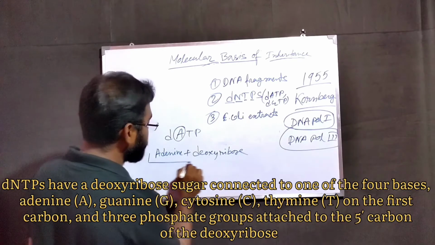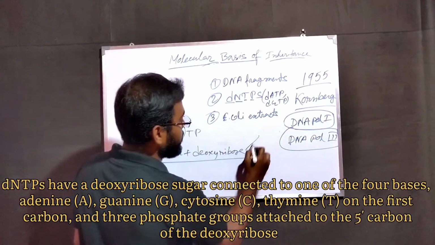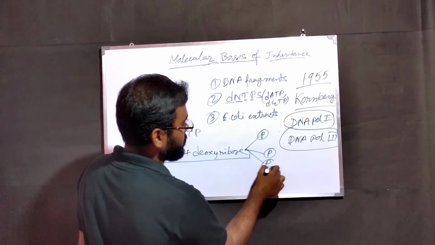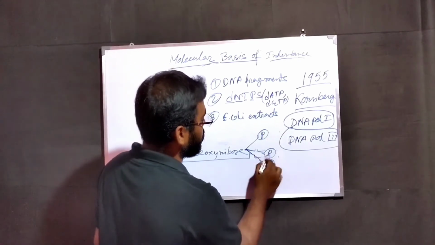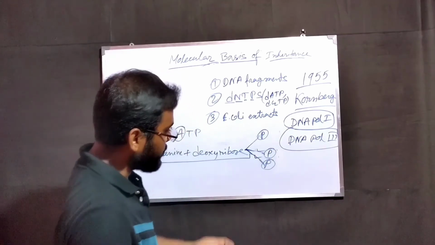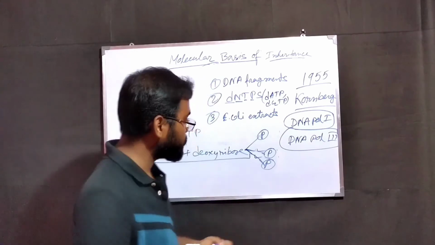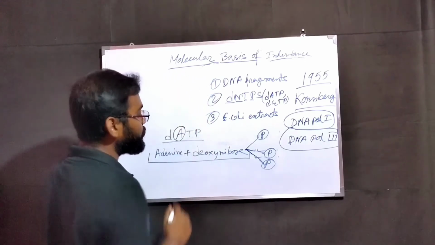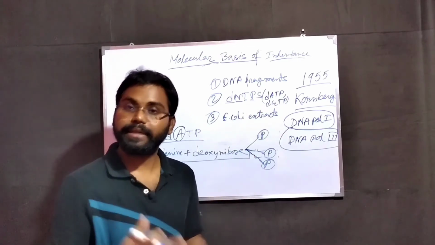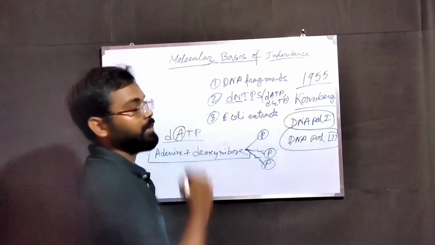This is deoxyribonucleoside and triphosphate. That means it has 3 phosphate group. These two bonds are called high energy bond. That means when they break, they release energy, and when they form, they require energy. So it is dATP. Just like that, it can be dGTP. You can comment it, what is dGTP. Collectively, they are called dNTPs.